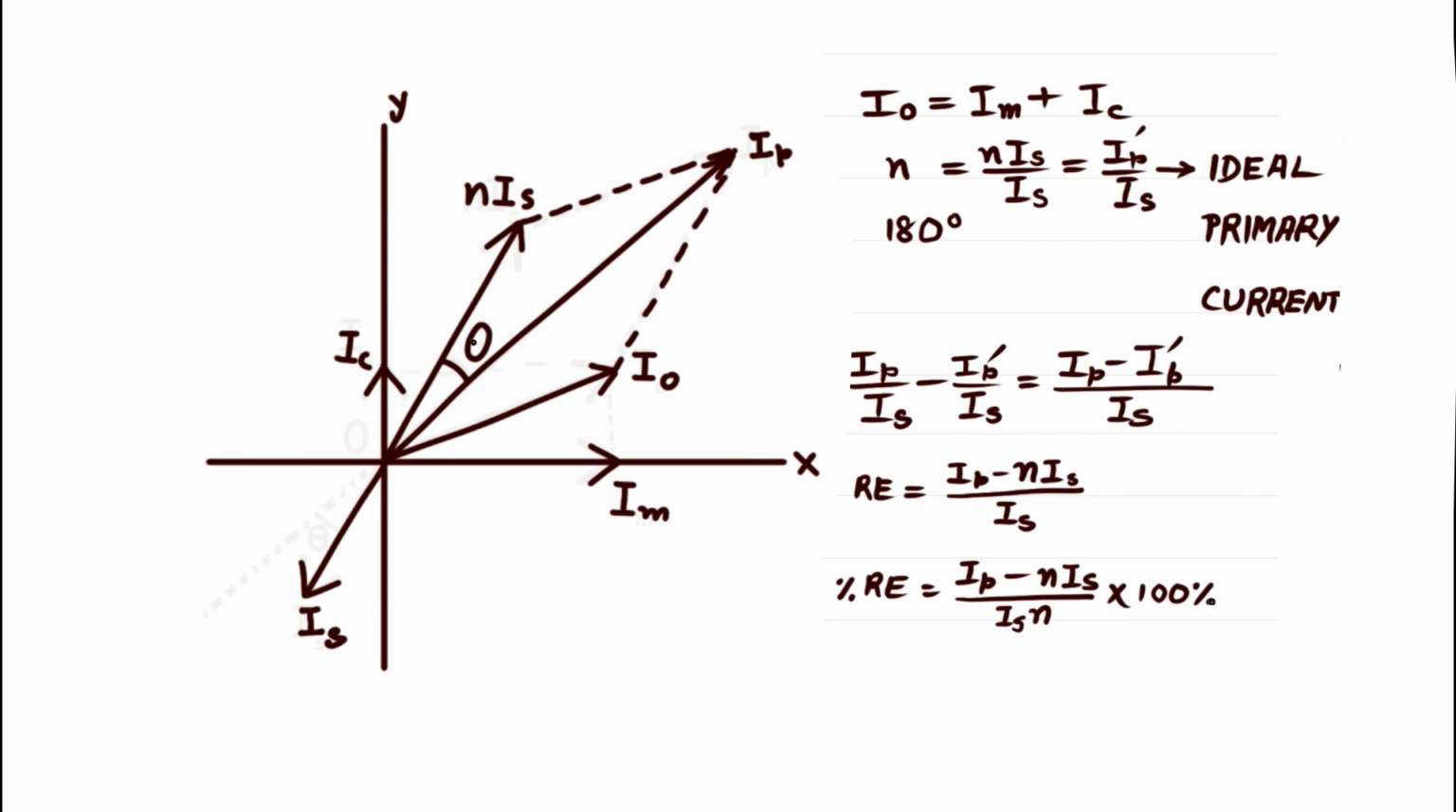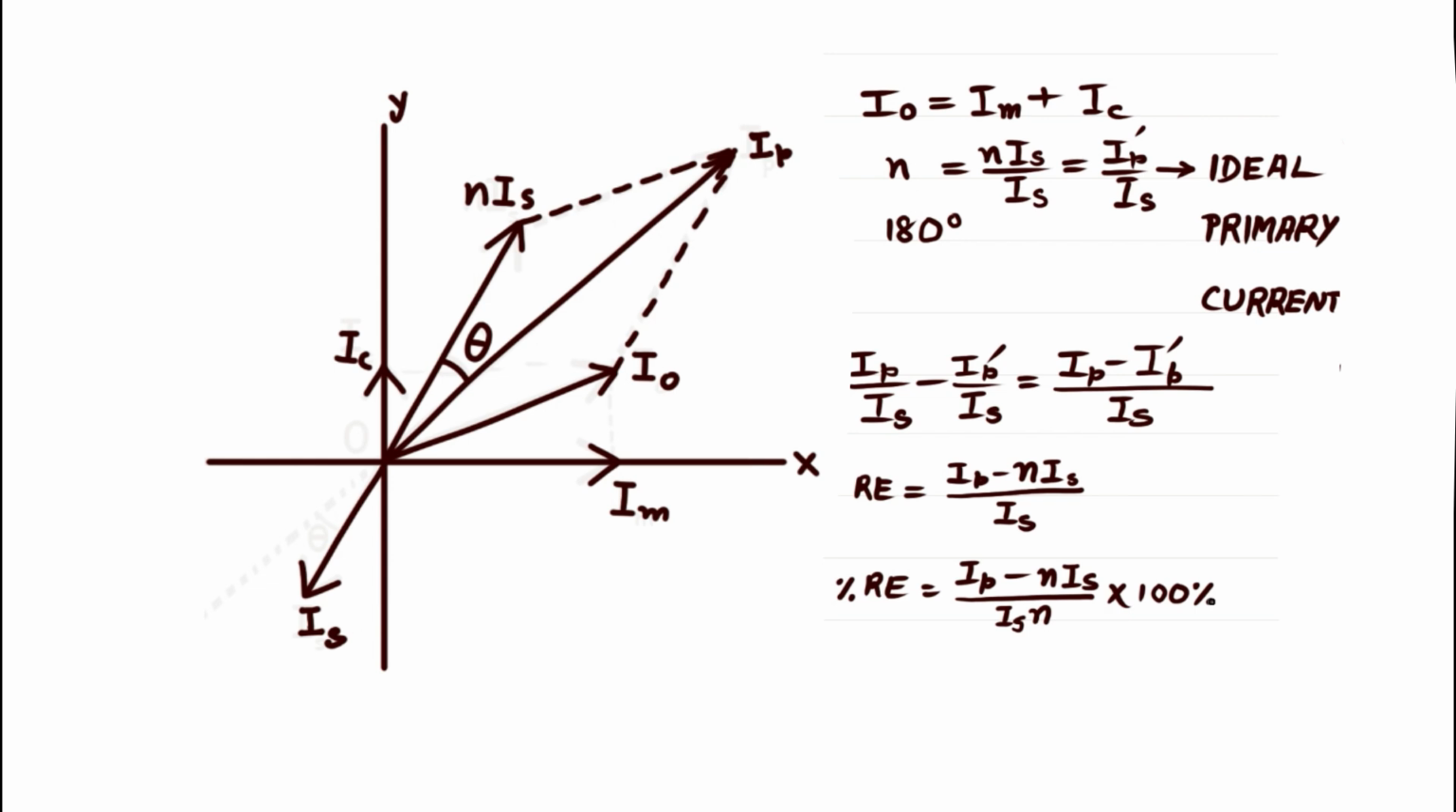This angle is theta. This angle theta is the angle between the actual primary current and the ideal primary current. That means the phase has been displaced between the actual primary current and the measured primary current, because NIS is the measured primary current and IP is the supplied primary current. Theta is the angle between the measured primary current and the actual primary current. So theta is the angular error or phase angle error in a current transformer.